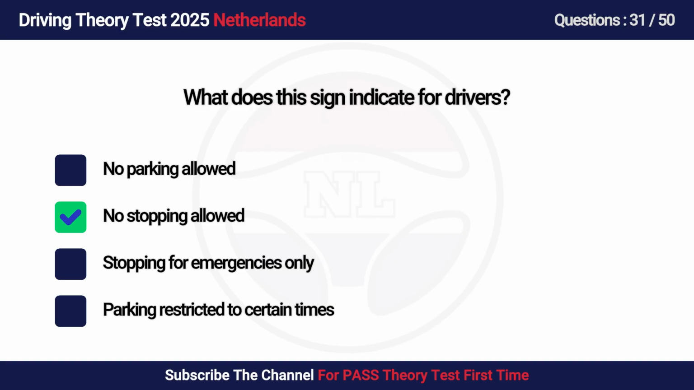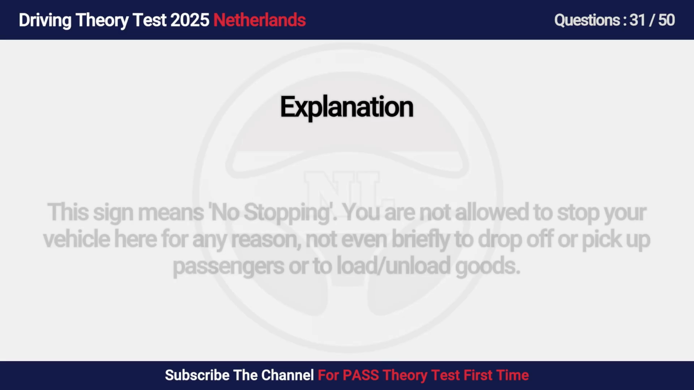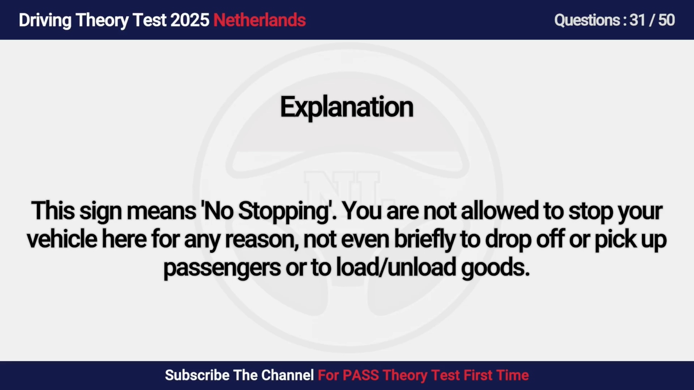Answer is B. No stopping allowed. This sign means no stopping. You are not allowed to stop your vehicle here for any reason, not even briefly to drop off or pick up passengers or load goods.